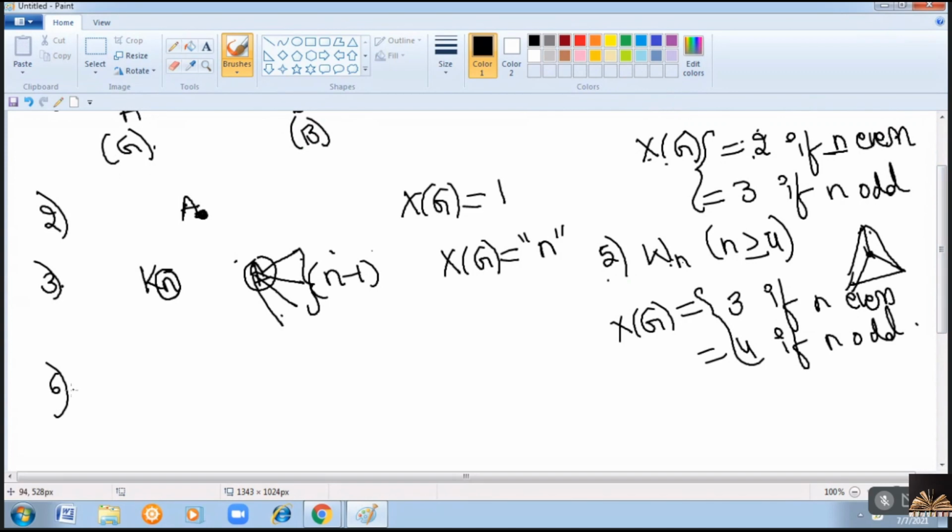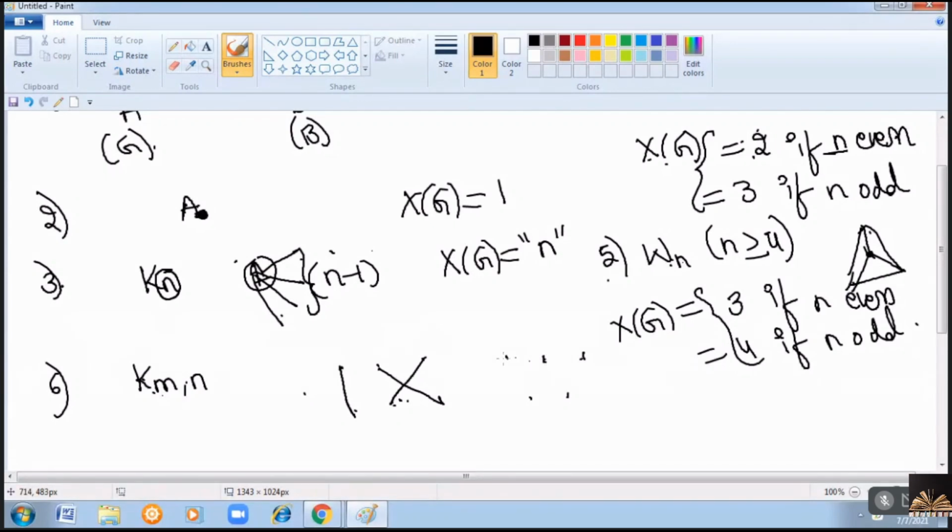Next point: now you tell me, what is the chromatic number of a complete bipartite graph? Complete bipartite graph means what? What do you mean by bipartite graph? When you divide the given set of vertices into two groups, every edge should contain one vertex in one group and another vertex in the other group. Clear? This is a bipartite graph. What do you mean by complete bipartite graph? The definition of complete graph should be applied to this bipartite graph.